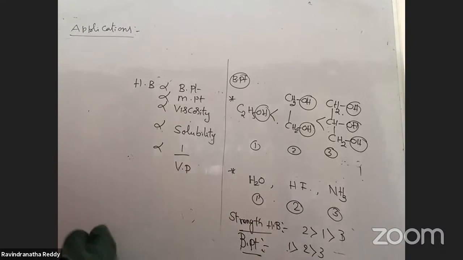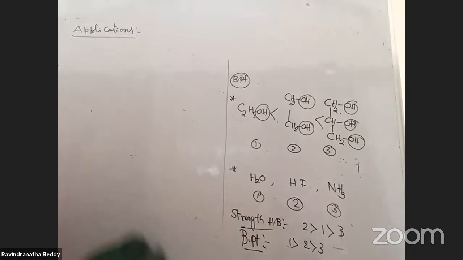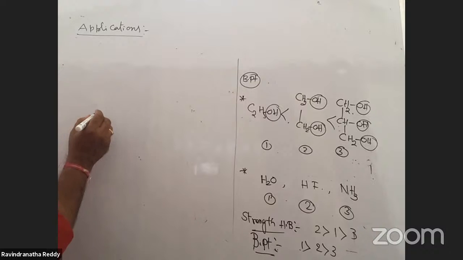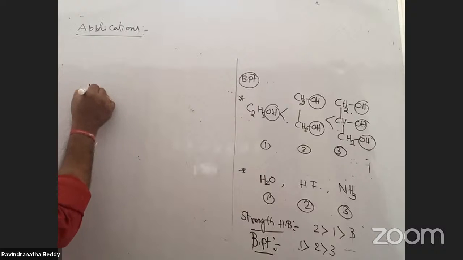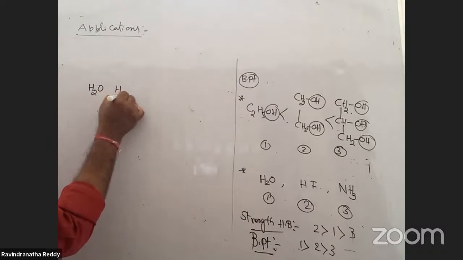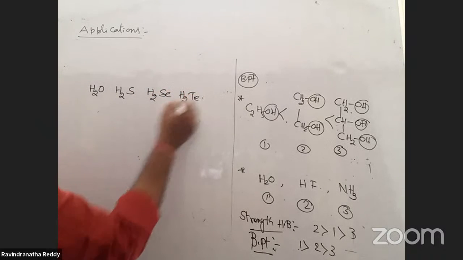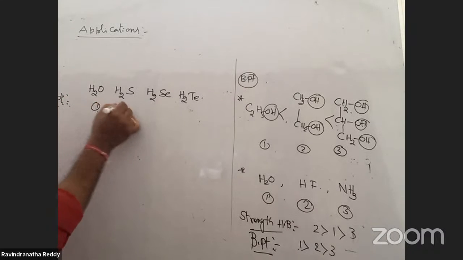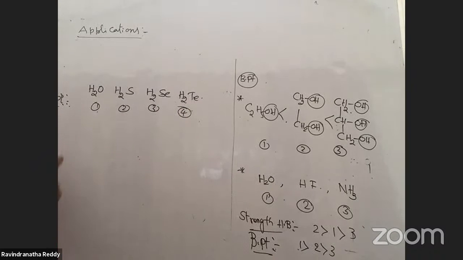Next you can compare boiling points of hydrides. In group elements you can also see this. Take the 6th group hydrides: H2O, H2S, H2Se, H2Te, of oxygen, sulfur, selenium, tellurium. What is the boiling point order? Compounds 1, 2, 3, 4. Which compound has the highest value? One is the highest value.